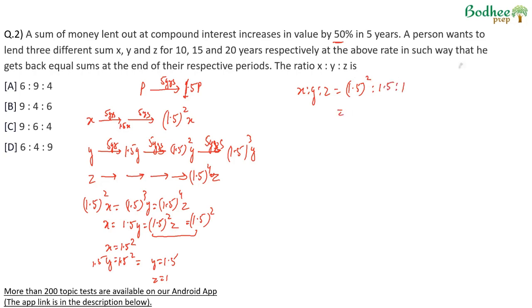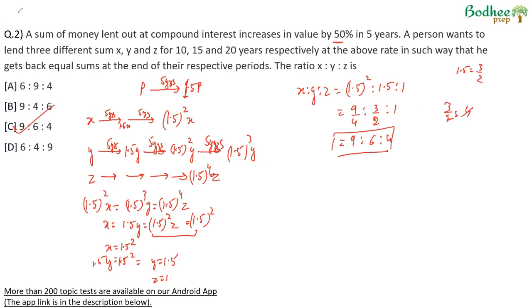Now 1.5 can be written as 3 by 2. 3 by 2 square will be 9 by 4 is to 3 by 2 is to 1. Multiplying the entire thing by 4: 9 by 4 into 4 is 9, 3 by 2 into 4 will be 6, 1 into 4 will be 4. So the required ratio comes to 9 is to 6 is to 4.